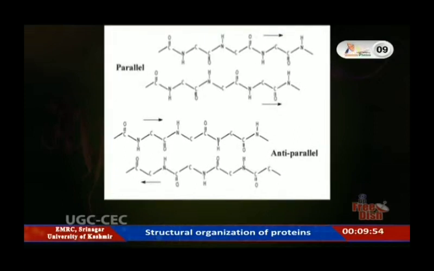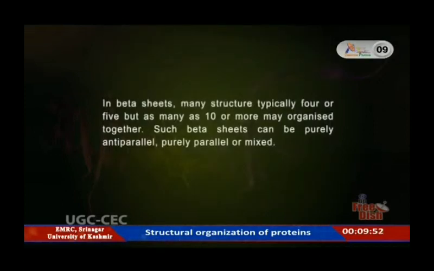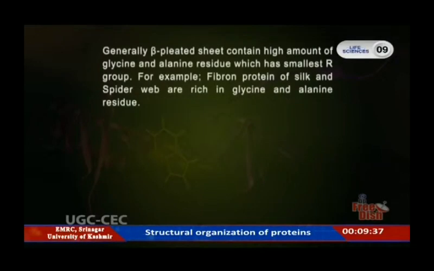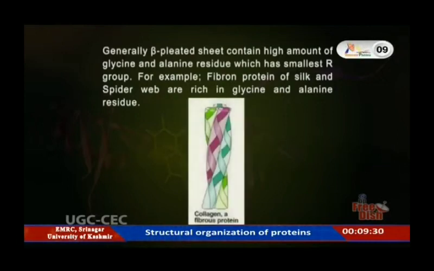In beta sheets, many strands, typically 4 or 5, but as many as 10 or more, may organize together. Such beta sheets can be purely antiparallel, purely parallel, or mixed. Generally, beta-pleated sheets contain a high amount of glycine and alanine residues, which have the smallest R groups. For example, fibroin protein of silk and spider web are rich in glycine and alanine residues.